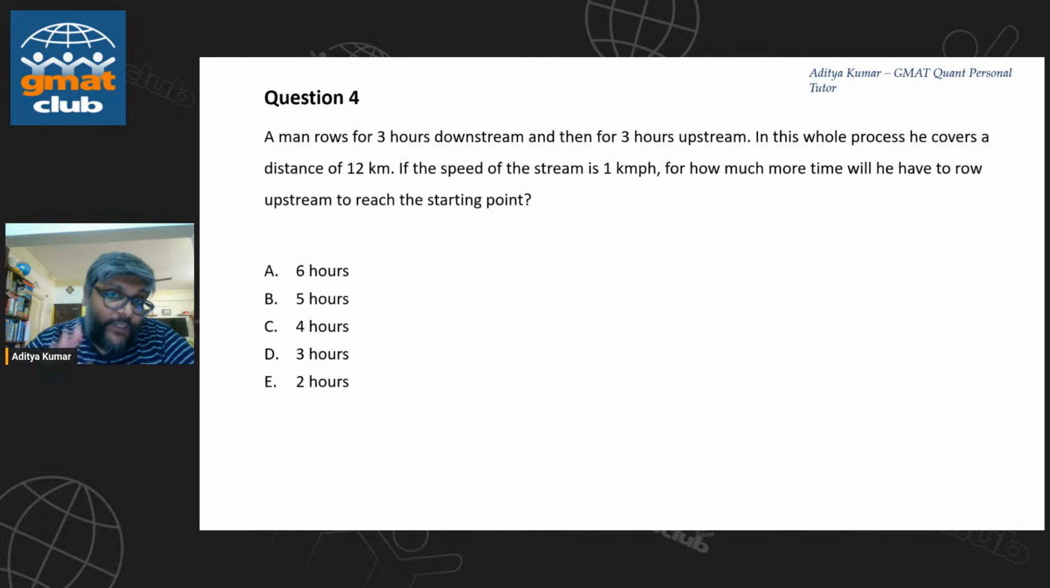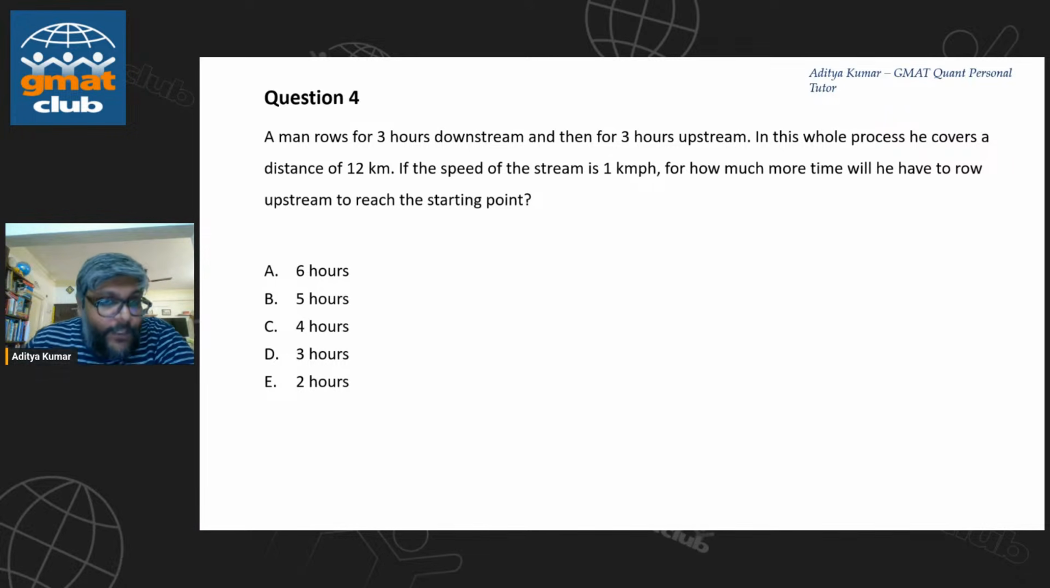If the speed of the stream is 1 kilometer per hour, they've given you that. For how much more time will you have to row upstream to reach the starting point? So if I visualize it, I'm going 3 hours downstream, so I've traveled a longer distance downstream, and then 3 hours upstream, so I've traveled some distance back. But since upstream I'm traveling at a slightly lesser speed, I wouldn't go back to my starting point. So they're asking me how much more time should I take to reach the starting point. So see what I'm doing? I'm trying to understand my question first, visualize it like a real life scenario.